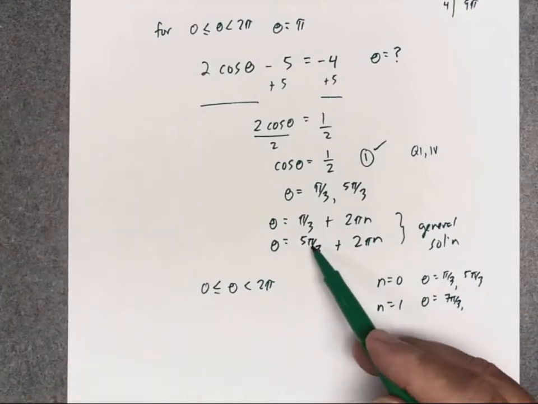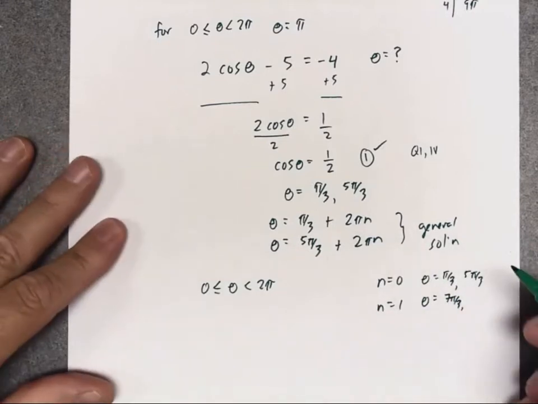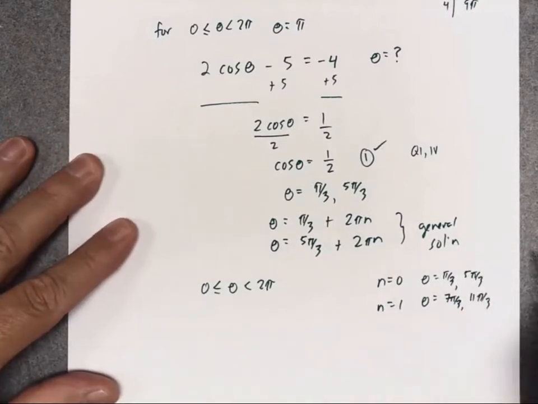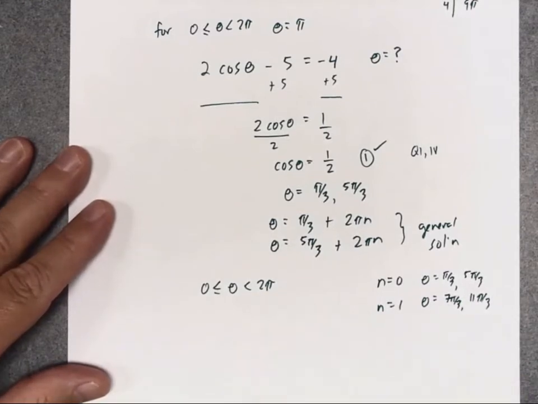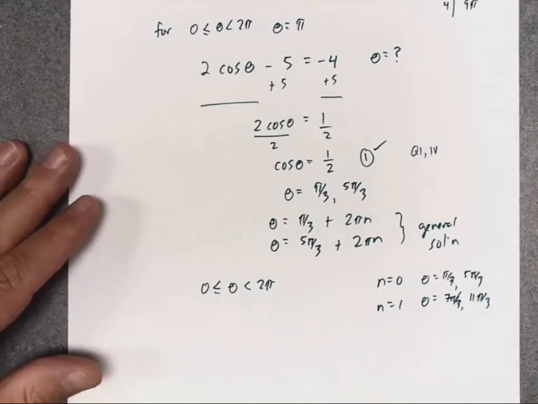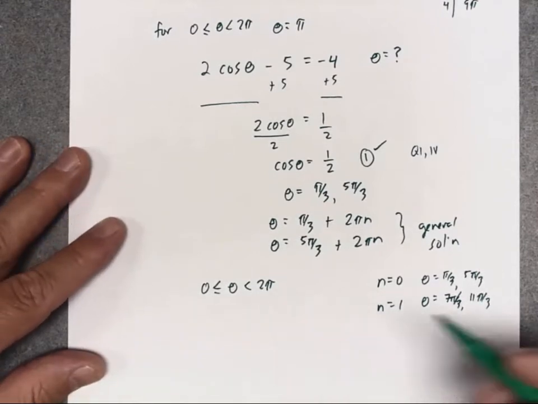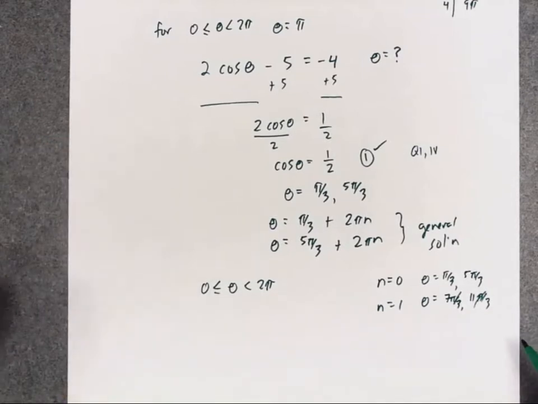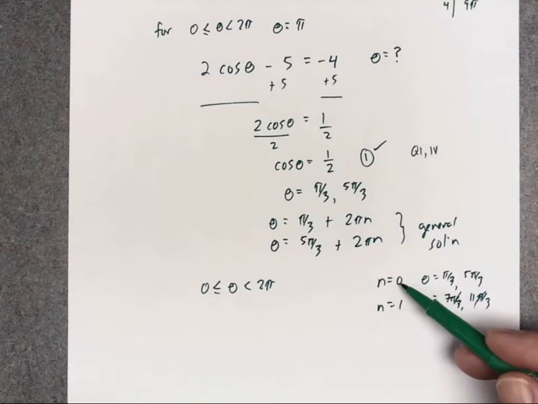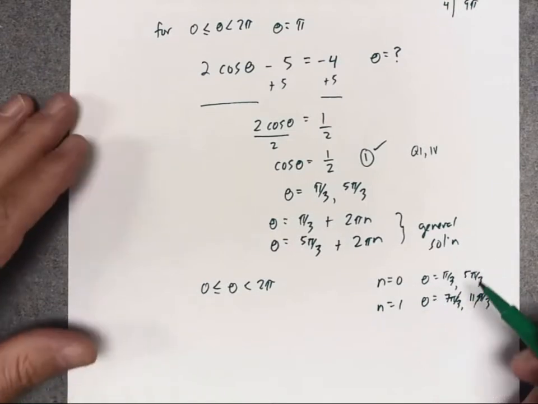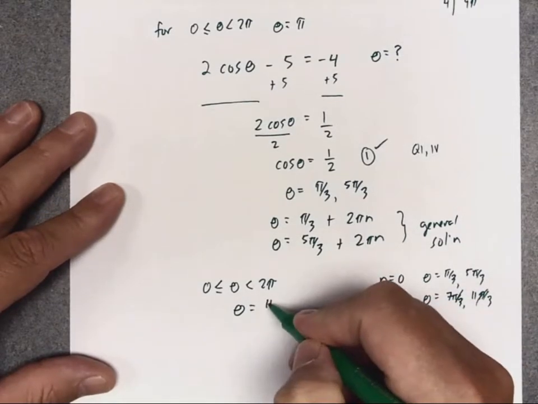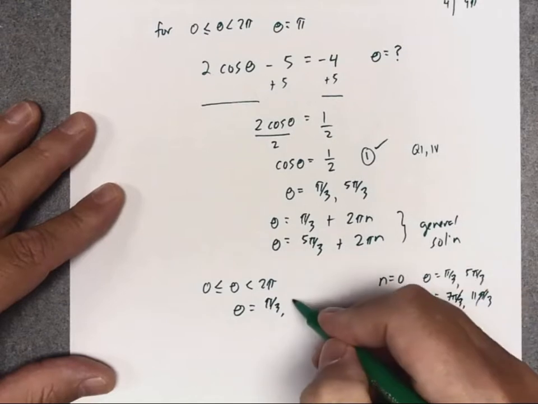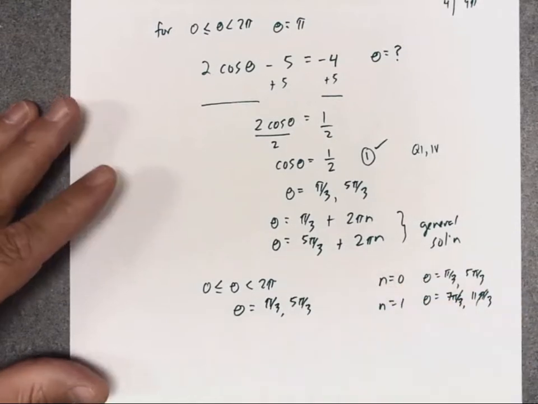The second equation would be 5 pi over 3 plus 2 pi. It's 5 pi over 3 plus 6 pi over 3. That's like 11 pi over 3. And now I look and I realize 7 pi over 3 is larger than 2 pi, so I don't include that. And 11 pi over 3 is also larger than 2 pi. So basically, I don't have to keep going. Matter of fact, the only angles that worked are when n is 0. So for 0 to 2 pi, I have two solutions, pi over 3, 5 pi over 3.